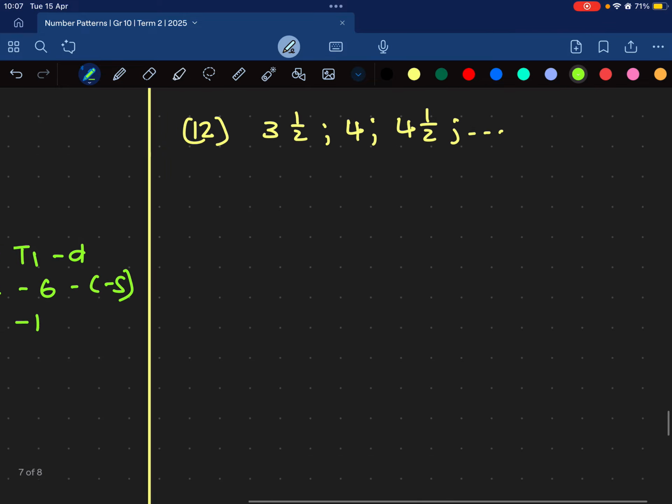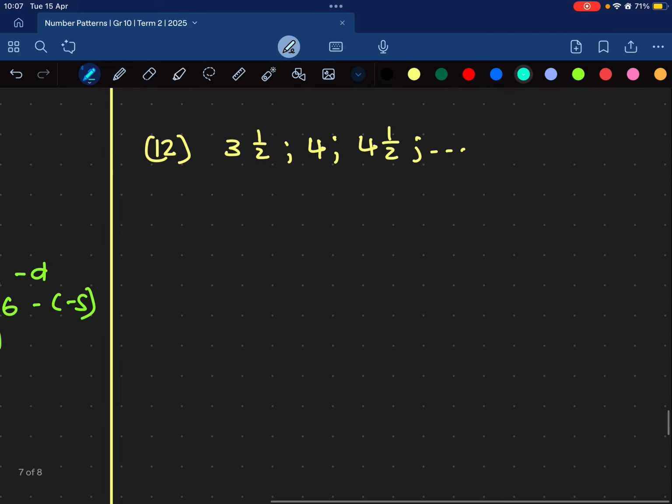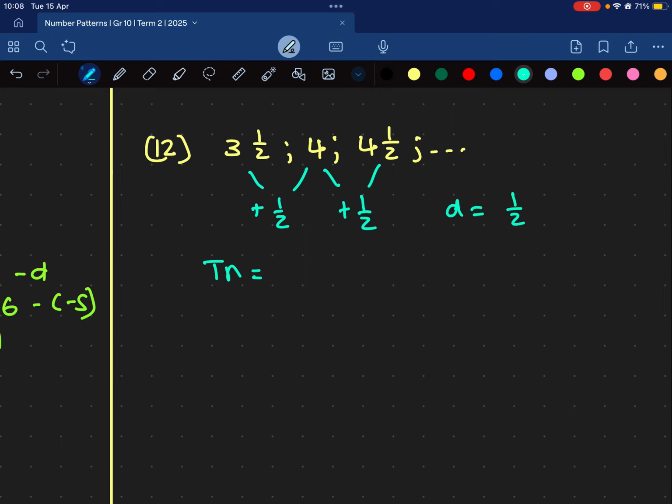Okay, the next one. Now with this one, it's up to you. You can convert it into improper fractions if you want to. Okay, it's not really necessary to do that. You don't have to really do that in this case. And actually, in this format, it should be quite easy to see that all you're doing is just adding a half every time, which means that your difference is going to be positive a half. So you know, well then Tn is equal to a half n plus c.